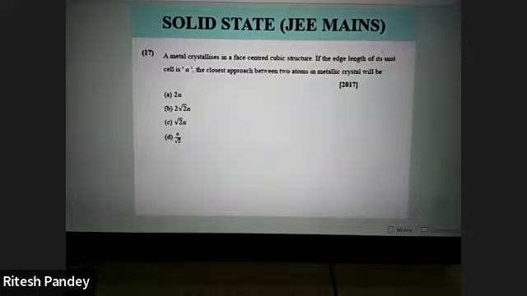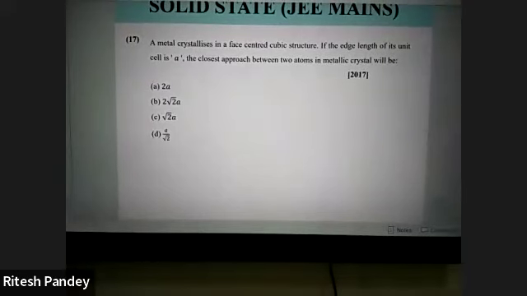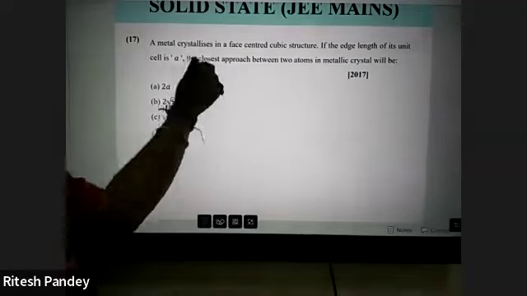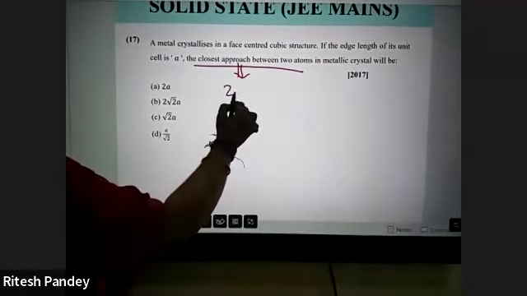Question 17. Metal with FCC has its edge length given. Tell me what's the answer? D. Yes, please. Sir, option D. Yes. And what needs to be understood in this case is the closest approach between two atoms. The closest approach between two atoms is always going to be twice the radii.